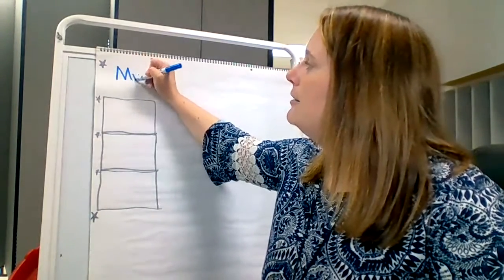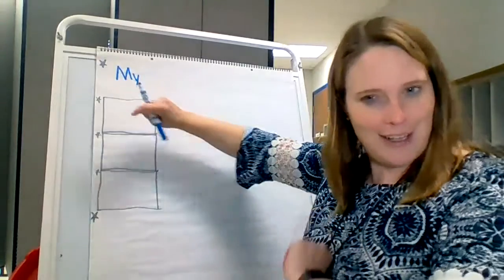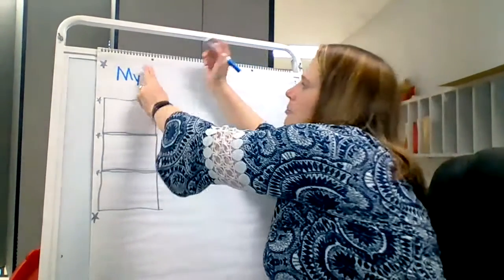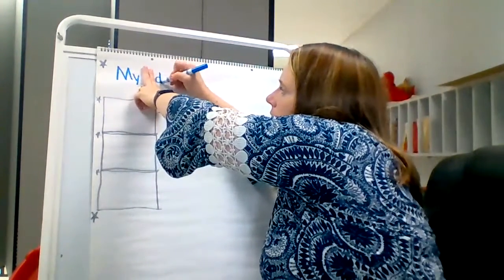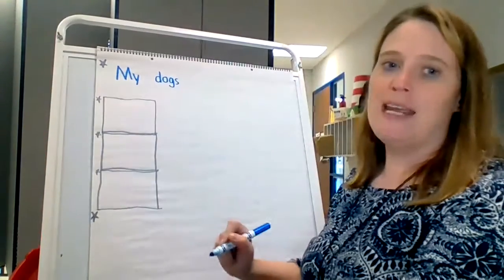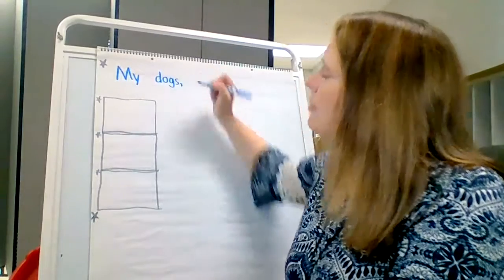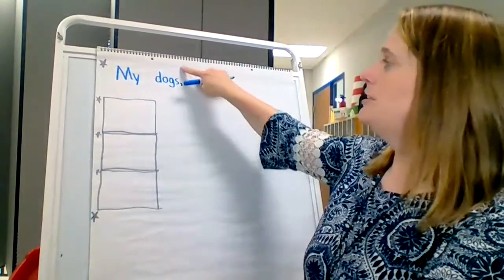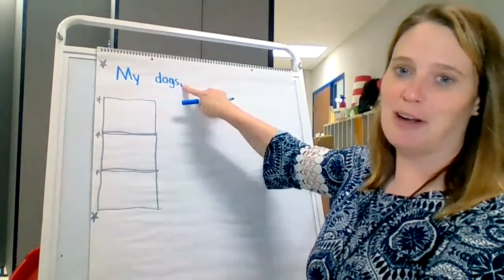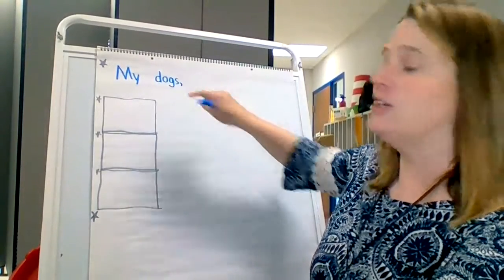My dogs, oh, check your capitals. I got a lot of kids missing those capitals. My dogs, and I'm going to put their names in here. I'm going to show you, we use a comma. Remember how Jessalyn says the macaroni in the sky? This is the macaroni on the ground. It's called a comma. If it's up here, it's an apostrophe. If it's down here, it's a comma.